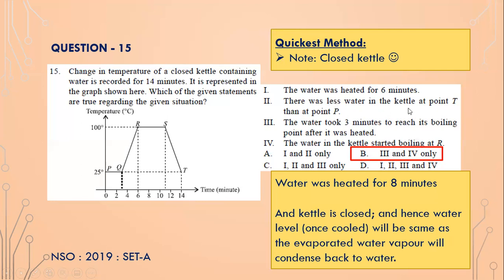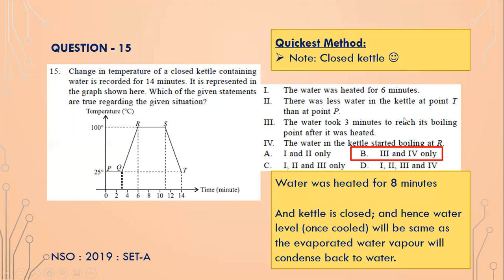There was less water in the kettle at point T than point P. Now again, the important thing, it is a closed kettle, isn't it? So whatever water has evaporated, it will condense back into water. When the water cools, the water vapor will condense back and fall into the kettle itself. So the water at point T will be nearly equal to point P, isn't it? Because all the water which was heated, the water vapor will condense and become water again. And so first is false and second is false.